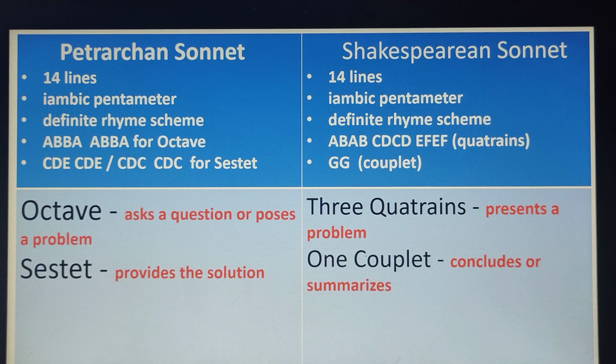In the Petrarchan sonnet, the octave asks a question or poses a problem, and the sestet provides a solution. In the same manner, in the Shakespearean sonnet there are three quatrains and one couplet. Whereas there is an octave and a sestet in the Petrarchan, in Shakespeare there are three quatrains, and these quatrains present a problem, and the solution lies in the one couplet.